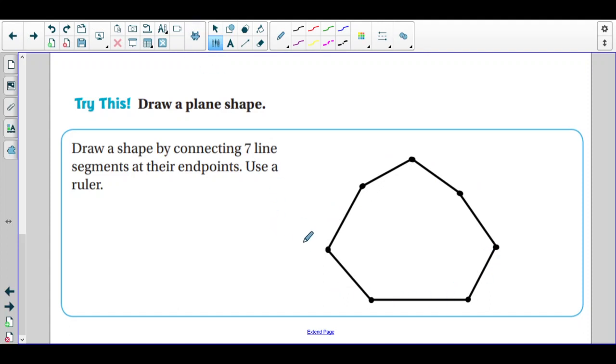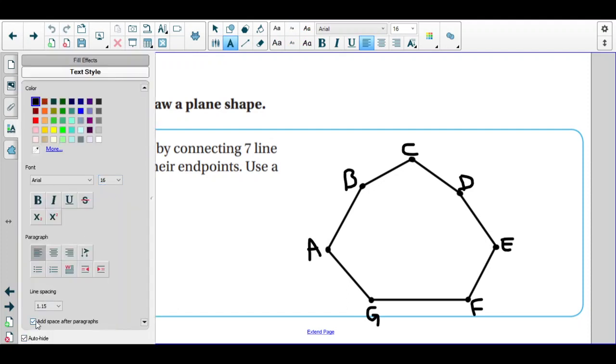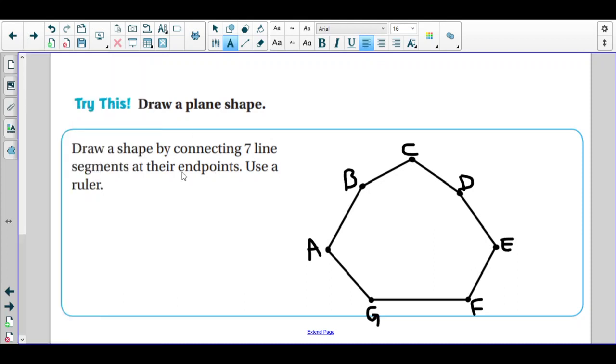Let's go ahead and label these. A, B, C, D, E, F, and G. So what we should have is 7 line segments. So let's see what we come up with.